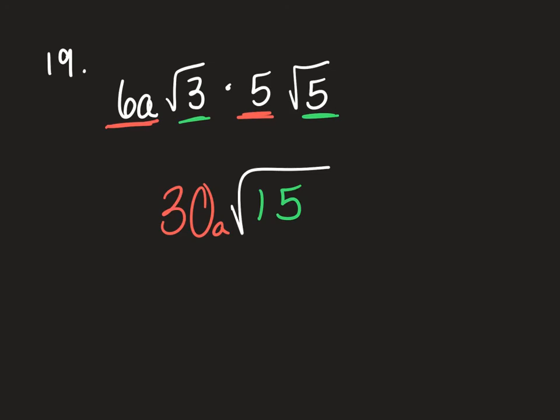Oh, and go ahead and skip number 22. We didn't go over how to do ones with a different index like that. So you can skip problem 22.